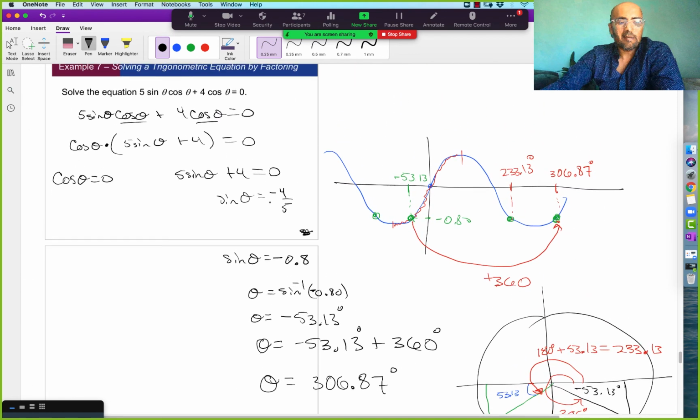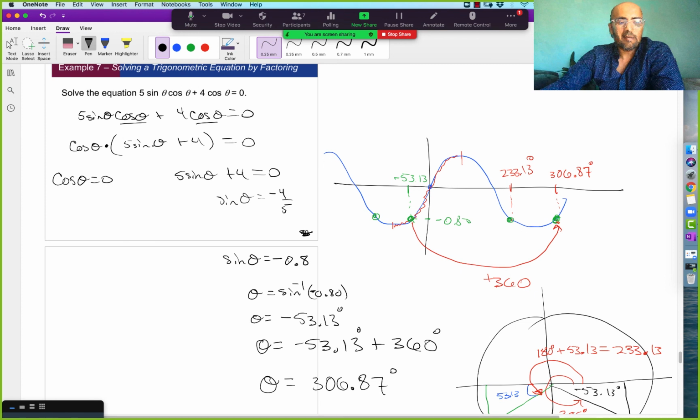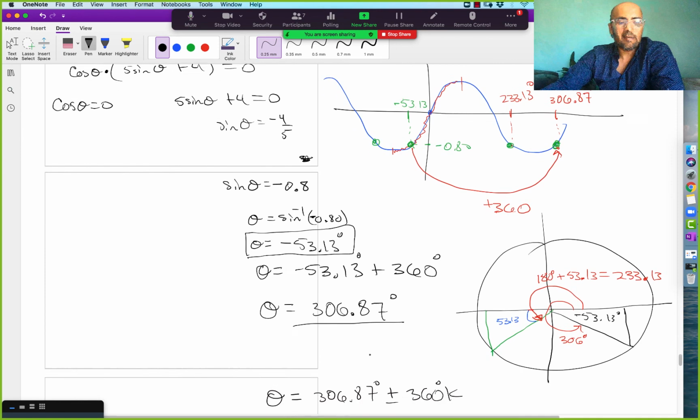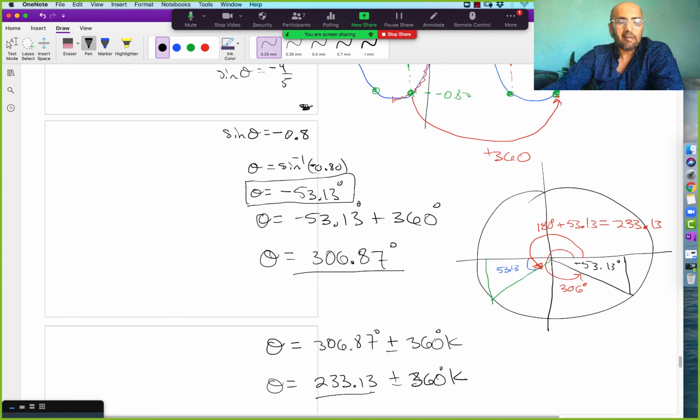Let's go back to the original question. We factored it, we separated it, and so we followed this part of it: 5 sine theta plus 4 equals 0. That gave us sine of theta equals negative 4/5, sine of theta equals negative 0.8. Our calculator only gives us results in quadrants 1 and 4, from negative 90 to positive 90 degrees. Then we have to use our know-how to figure out that there's in fact this one in quadrant 4 and this one in quadrant 3.